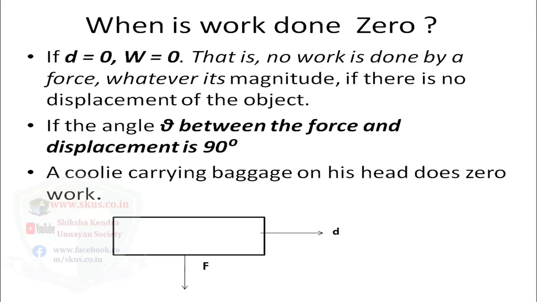Let's see the case when the work done is 0. When d is equal to 0, that is, the displacement is 0, then the work done is 0. That is, no work is done by a force whatever its magnitude if there is no displacement of the object. Secondly, if the angle θ between the force and the displacement is 90 degrees, then also the work done is 0. The perfect example for this is a coolie carrying baggage on his head, who does 0 work.